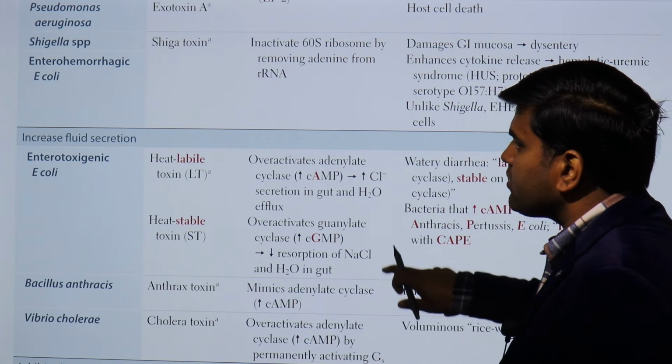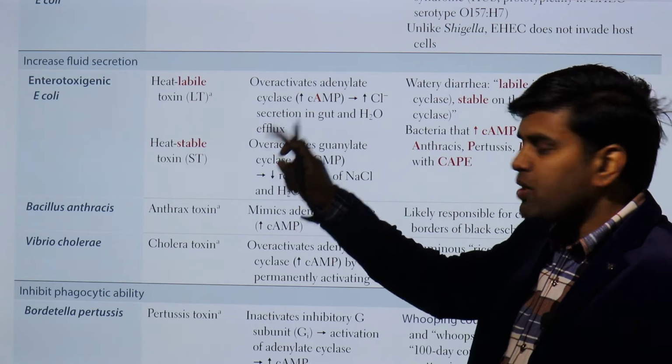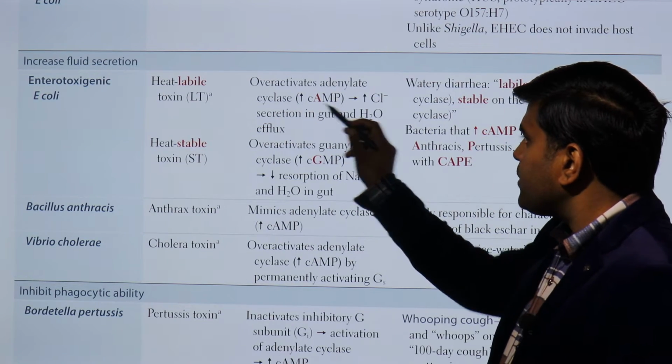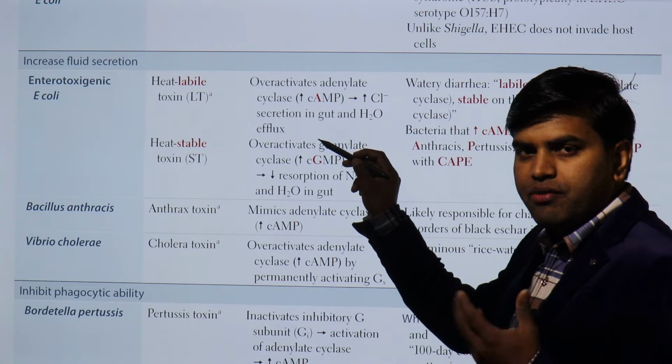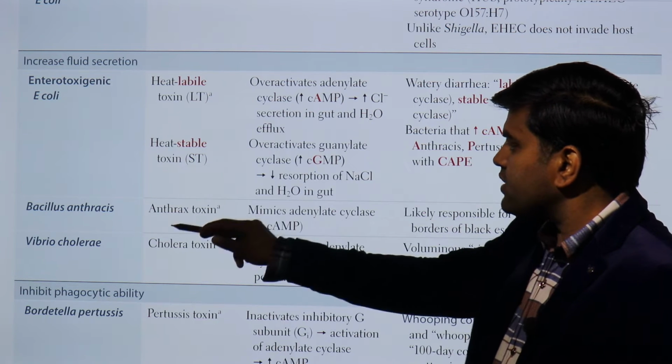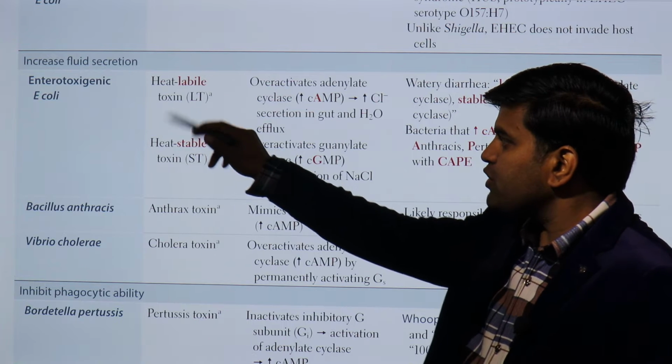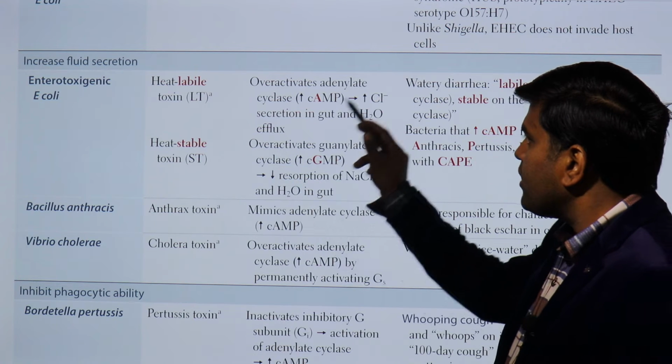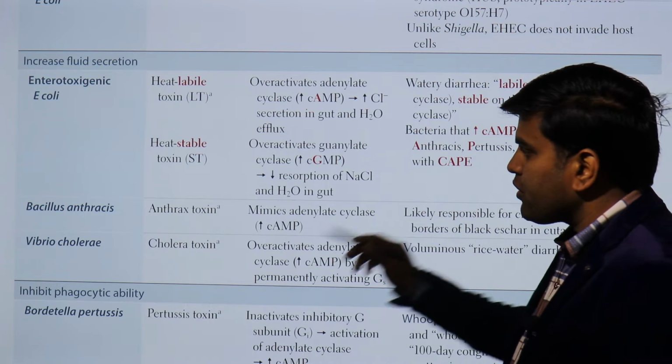Then there was another group that increases fluid secretion by cyclic AMP, with a mnemonic for remembering those bugs: C for cholera, A for anthracis, M which, when tilted, becomes enterotoxigenic E. coli, and P for Bordetella pertussis. So we have talked about this.